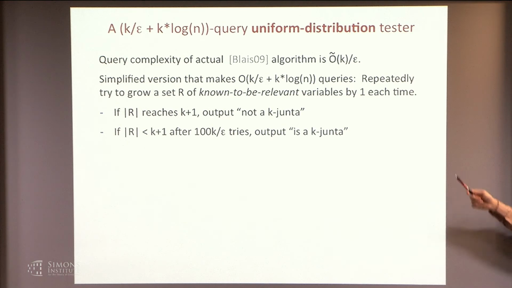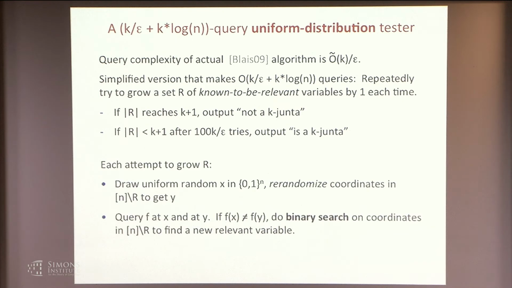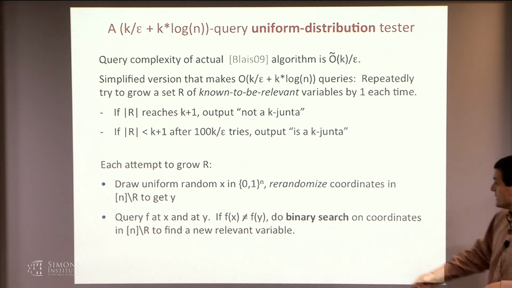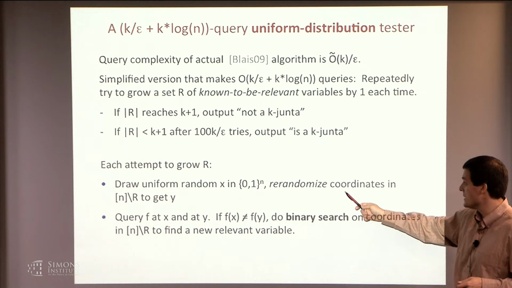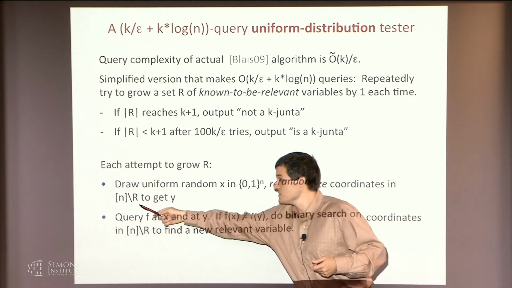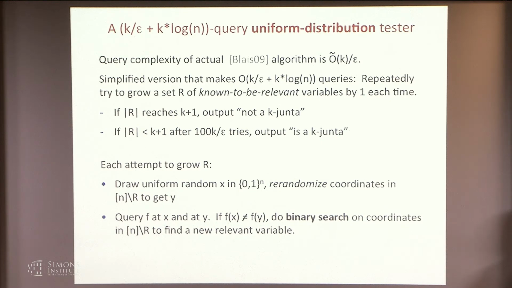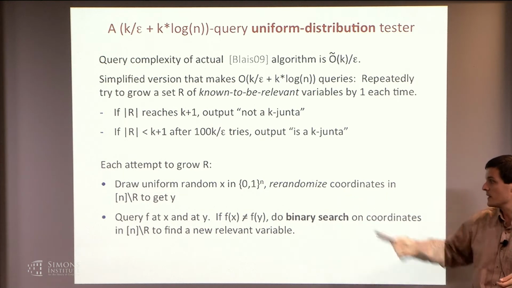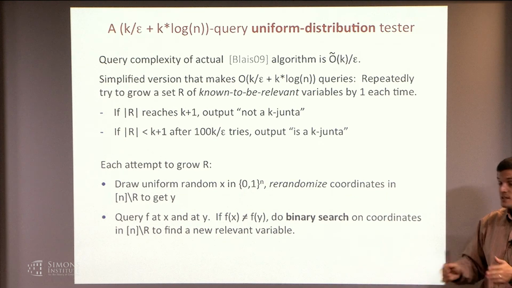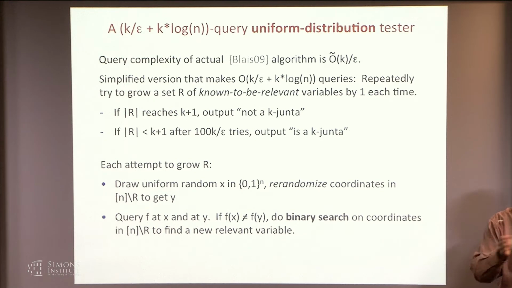Okay, so this is exactly how we should think of the algorithm as working. It repeatedly tries to grow by 1 a set of variables that are known to be relevant. How does it grow by 1 a set of known to be relevant variables? Well, it does it in a very natural way. You pick a random point x, and you re-randomize the coordinates which are the ones in question, the ones outside this set of known to be relevant variables, to get a new point y. Right? You know you didn't change any of the relevant variables because you only re-randomized the coordinates outside the set R of relevant variables, and you query these 2 points. Maybe they disagree. If they disagree, you're in luck. Do binary search and find a new relevant coordinate.